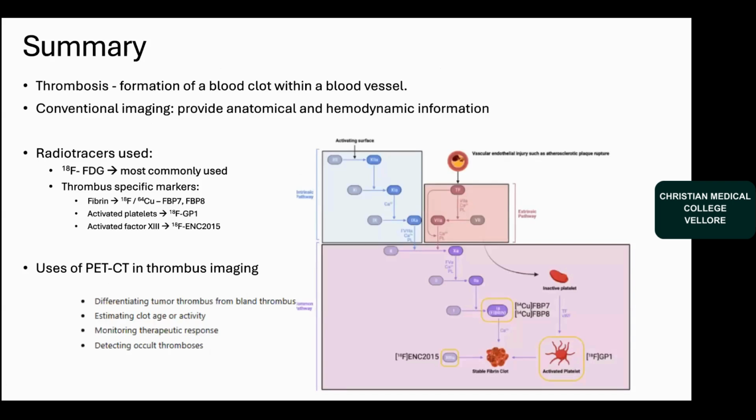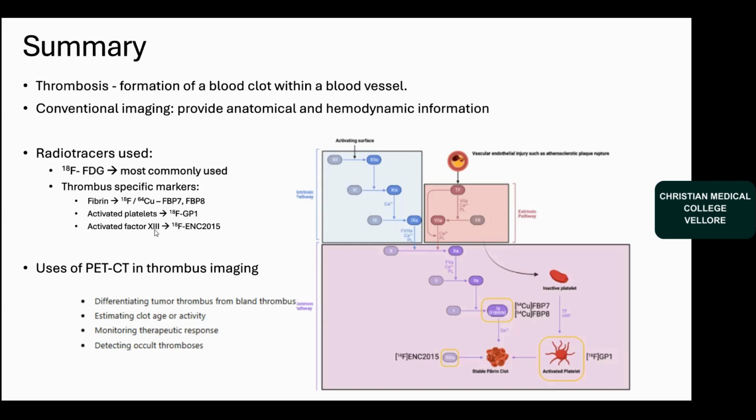So, summary. Thrombosis is the formation of a blood clot within a blood vessel. Conventional imaging provides anatomical and hemodynamic information. The radiotracer used is F18 FDG, which is the most commonly used. Some thrombus-specific markers are fibrin-specific, F18 or copper-64 tagged with FBP 7 or 8. For activated platelets, it's F18 GP1.